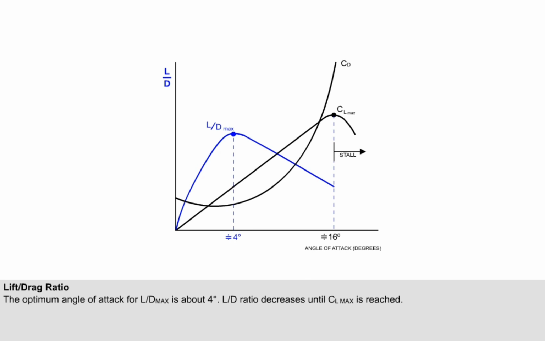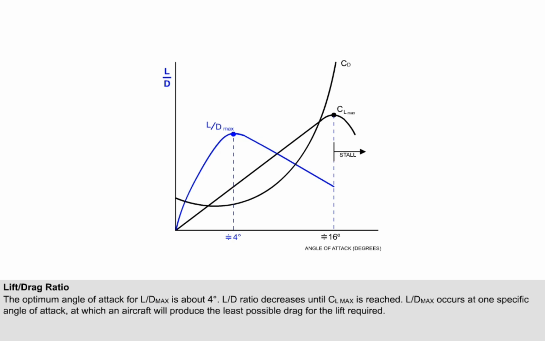You should note that the plots of lift-drag and lift-drag ratio shown on this graph are to different scales, and thus the points of intersection of the curves are of no particular significance. The maximum lift-drag ratio, LD max, of a given aerofoil section will occur at one specific angle of attack, and if the aircraft is operated in steady level flight at this optimum angle of attack, it will generate the least possible drag for the amount of lift required.